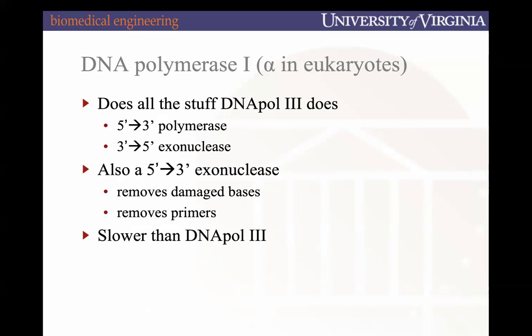We actually have another DNA polymerase species that helps tackle that, DNA polymerase 1 in prokaryotes or DNA polymerase alpha in eukaryotes. So from here, I'll call it either DNA pol 1 or DNA pol alpha.